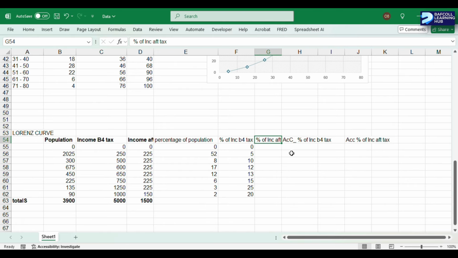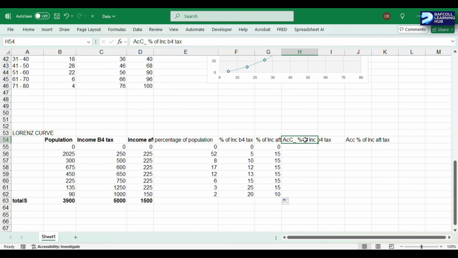I'll do the same for the percentage of income after tax. So equal to this divided by the total, times 100. That gives me 15 throughout. Now, after computing the percentage of each variable, the population, income before tax and income after tax, I'll go ahead and also compute the cumulative.